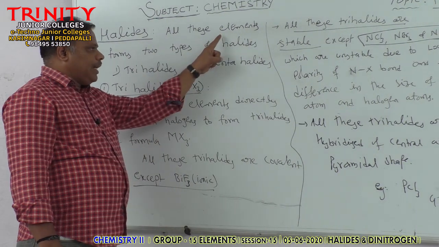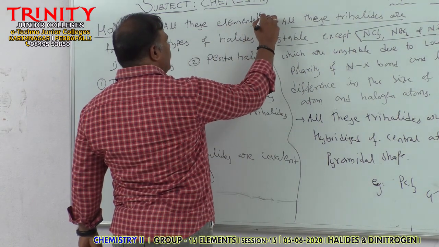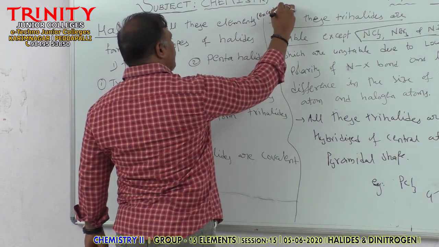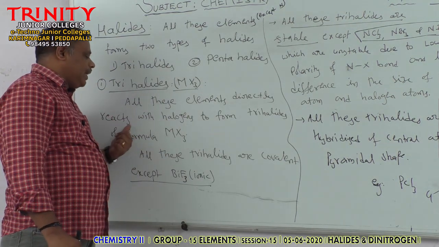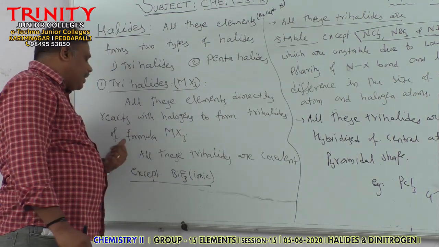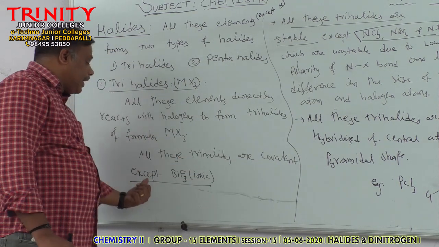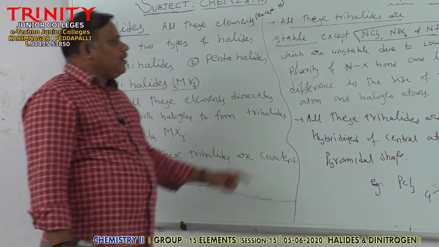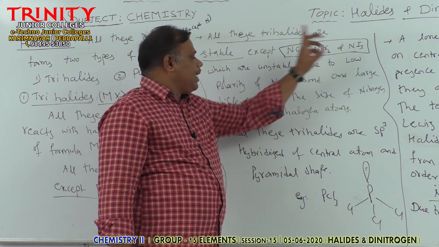Except nitrogen, nitrogen does not form pentahalides. All these elements except nitrogen form trihalides. All these elements directly react with halogens to form trihalides of formula MX3. All these trihalides are covalent except BiF3. All these trihalides are stable except NCl3, NBr3, NI3.